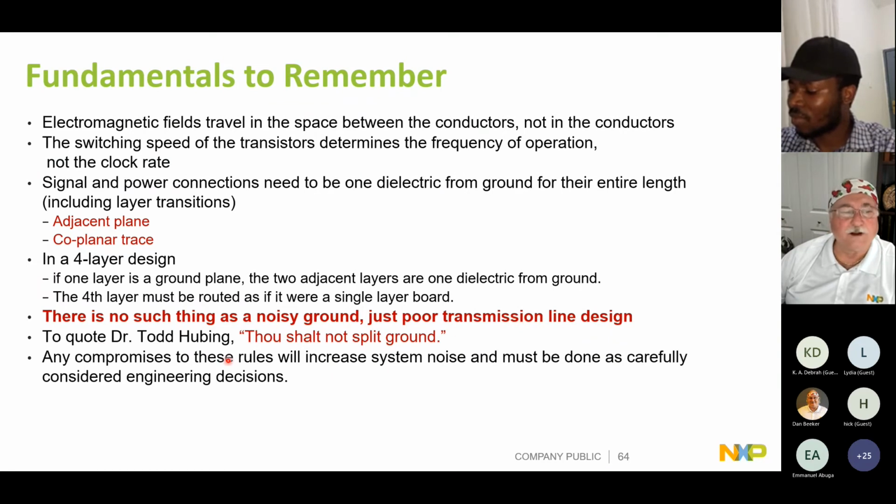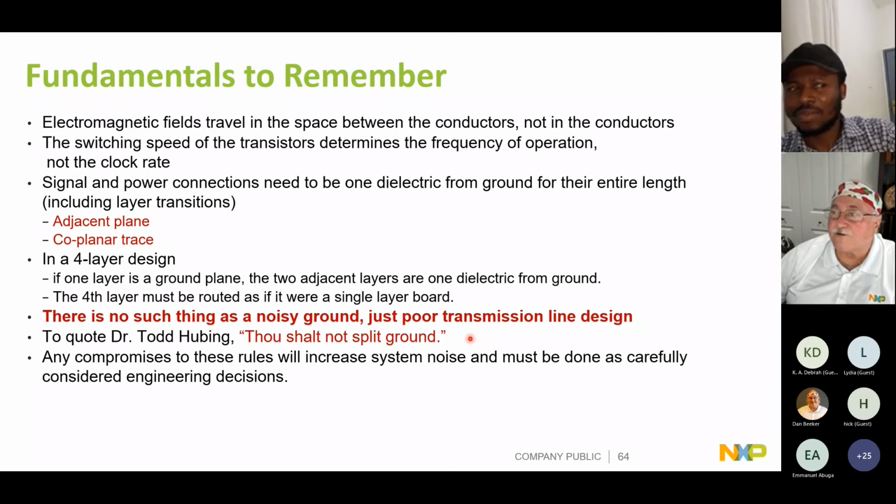each other. And then people are always talking about split grounds and analog grounds, and we'll talk in more detail about this in the class tomorrow. But Dr. Hubing repeatedly says, thou shalt not split ground. It is almost impossible to create discrete domains to move energy with multiple grounds.